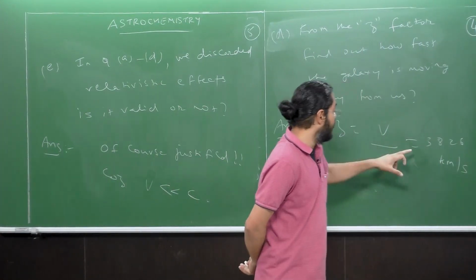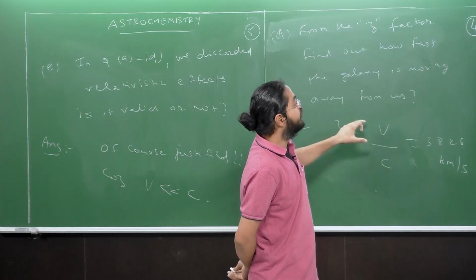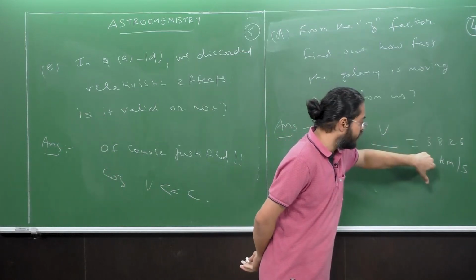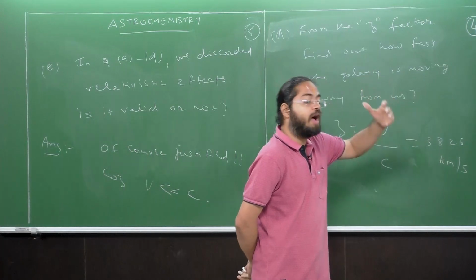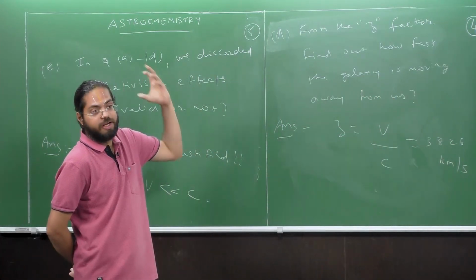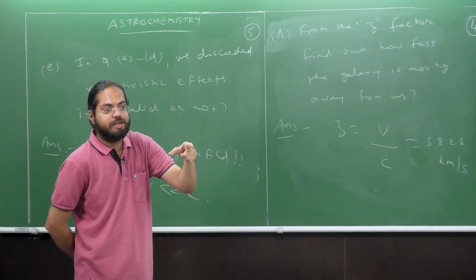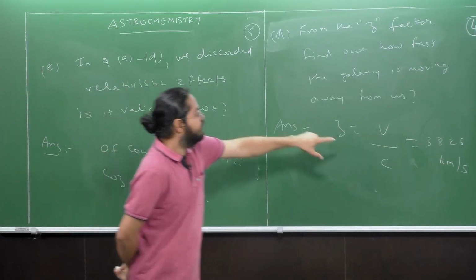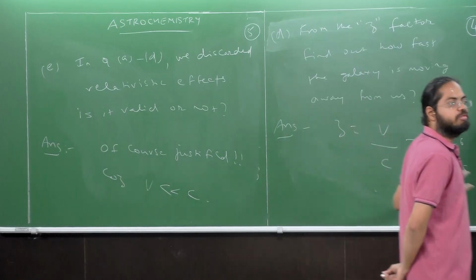That is, in the first place, we did not include relativity and then found this number. What if after including relativity, the velocity happens to be very high? What is the answer to that? The answer is that this number is still extremely small with respect to the speed of light.